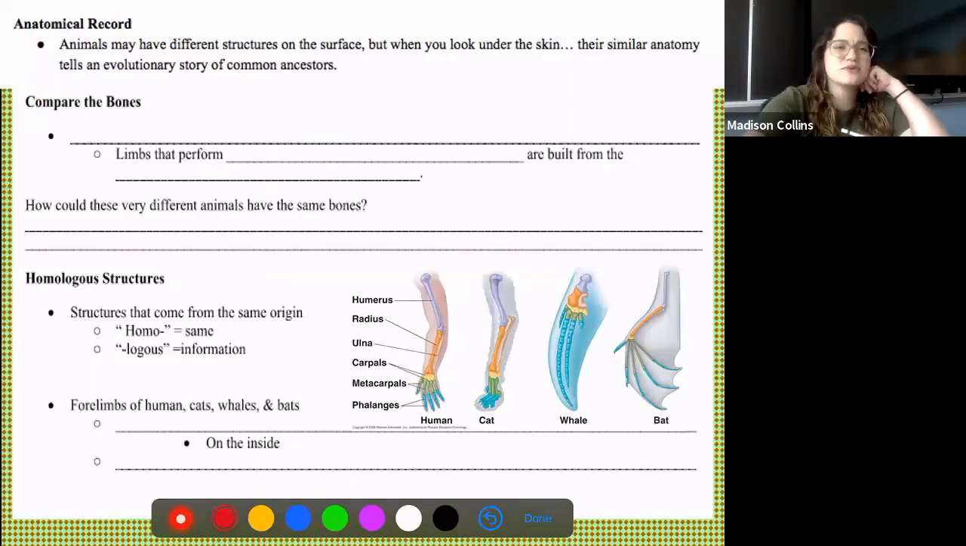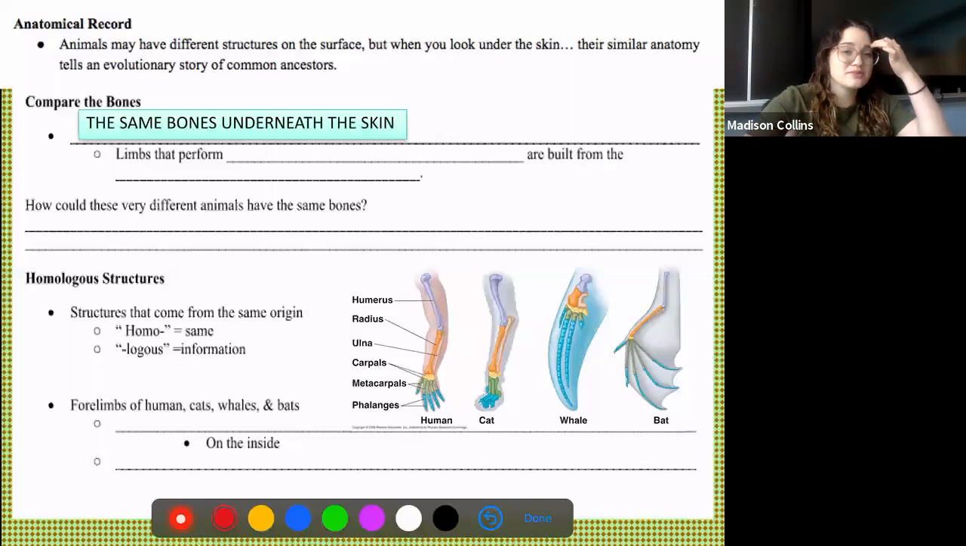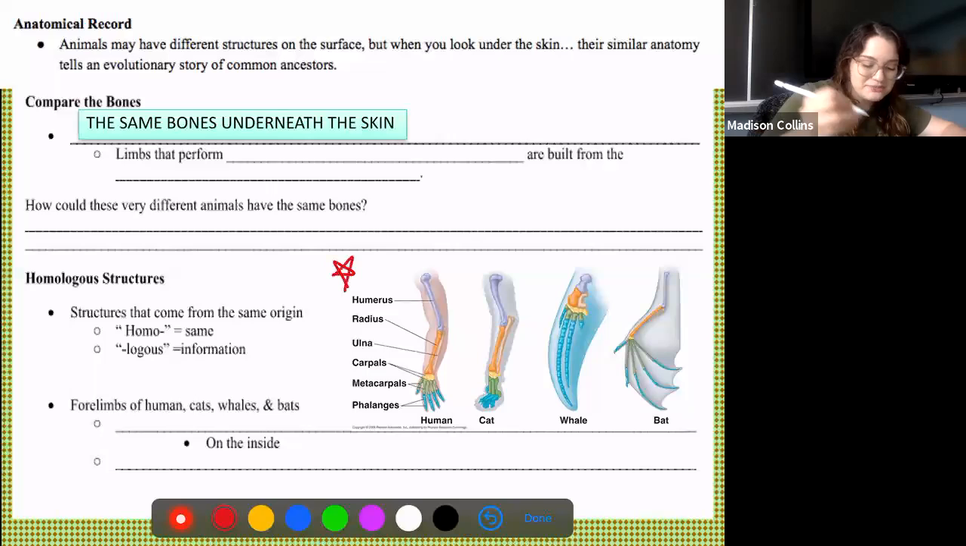But now, when we see this word anatomical record, let's think about what this really means. Animals may have different structures on the surface, but when you actually look underneath the skin, a lot of us actually have similar anatomy that tells us that evolutionary story of common ancestors. So when we compare the bones, we can see that actually many animals and many organisms have the same bones underneath the skin. You can see that right here in this image.